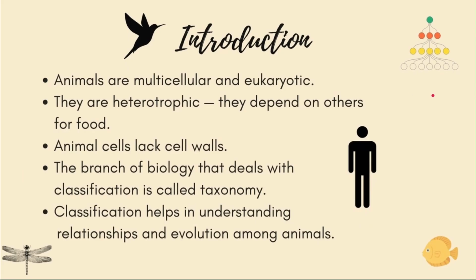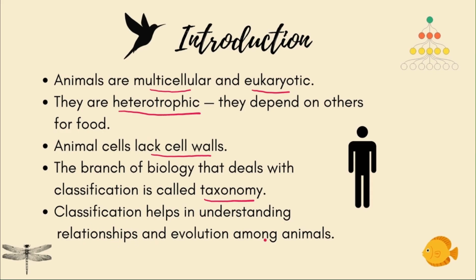All animals are made up of many cells and have well organized cellular structure. They cannot make their own food, so they depend on plants or other animals for nourishment. Their cells lack rigid cell walls, making them more flexible for movement. The study of grouping and naming animals is called taxonomy.